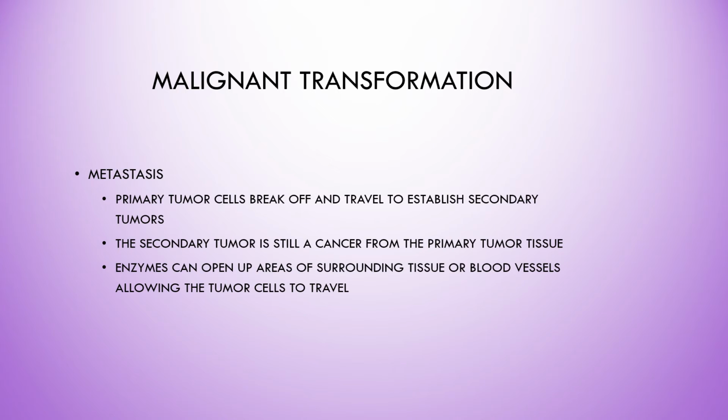Metastasis. The primary tumor cells will break off due to the lack of fibronectin and travel to establish secondary tumors. The secondary tumor is still a cancer from the primary tumor tissue. Enzymes can open up areas of surrounding tissue or blood vessels, allowing the tumor cells to travel.